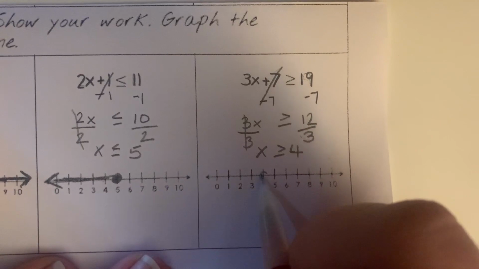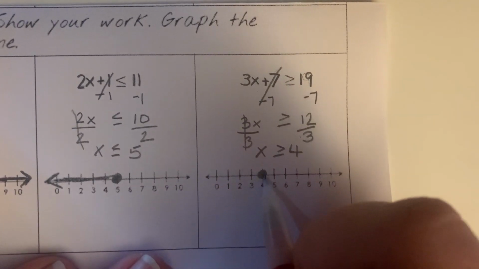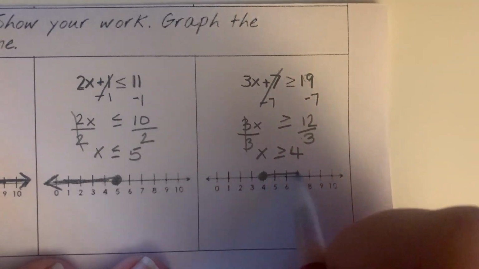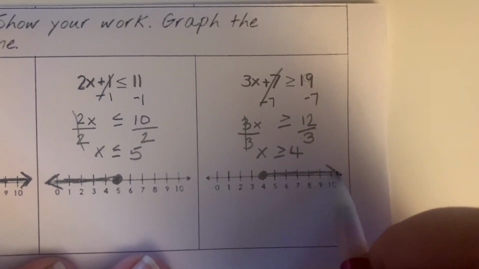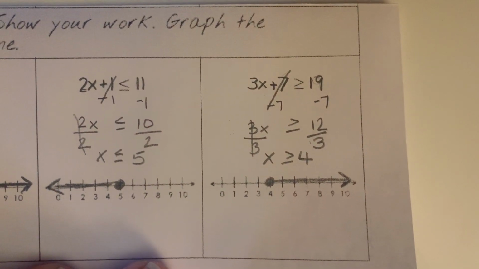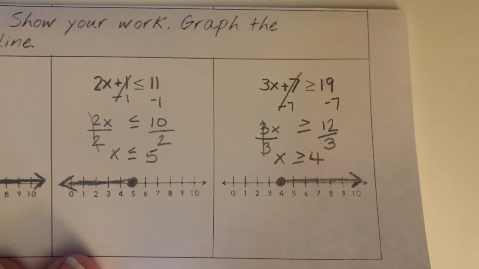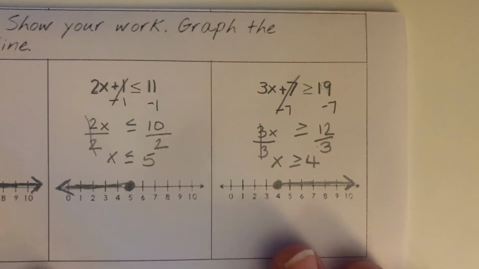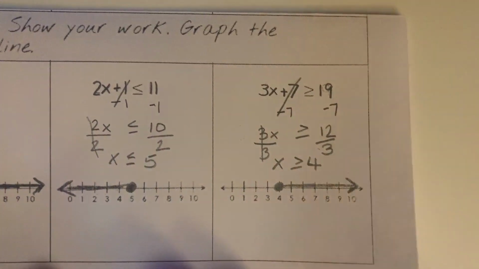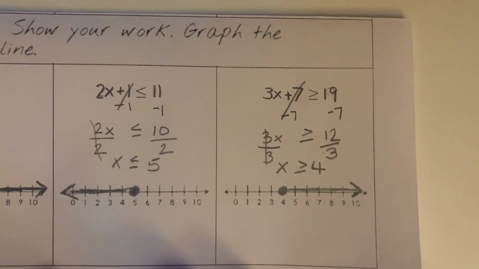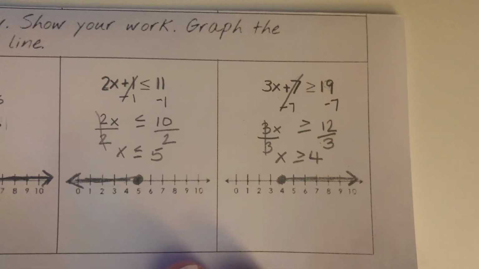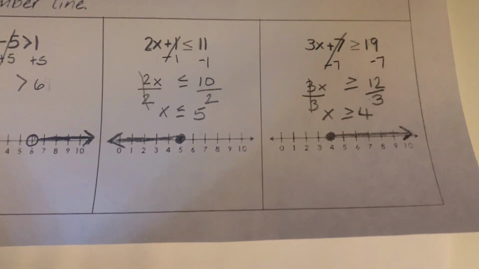Go to 4. Equal to means fill it in. Greater than, numbers bigger than 4 are this way. I'm going to shade my arrow that way. So it's very simple. We've done this before with solving equations. We just are adding that last little step of graphing the solution to show all of the different solutions to the inequality. We do have one little special case that we're going to talk about here at the bottom.